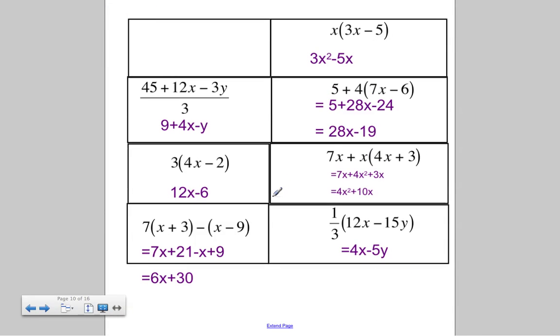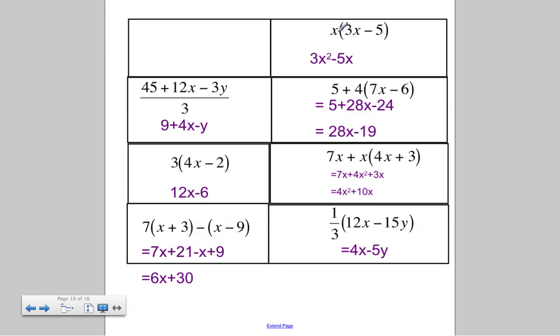All right. The answers are here. Biggest problem we had in class was right here. And x times 3x is 3x squared. That's 3 times x times x. When you're multiplying multiple x's, it's an exponent. That's what an exponent is.